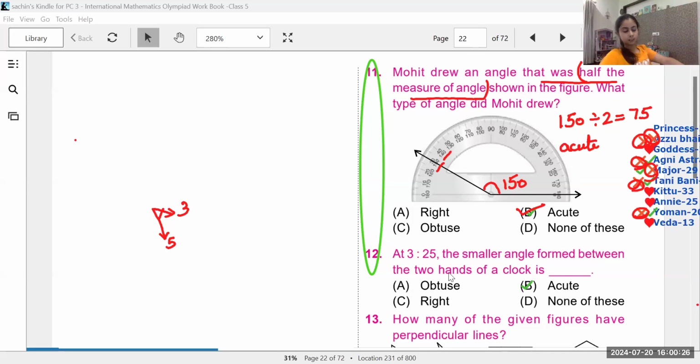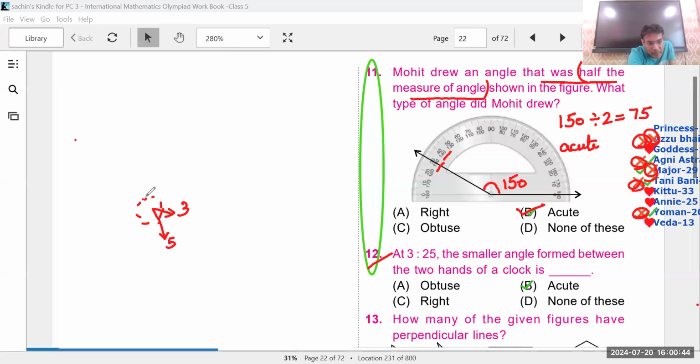Okay. So Major, Azu bhai, what happened guys? Why was the 12th wrong? Sir, I thought it was reflex only. Beta, why? From behind it will be reflex, from here it is reflex. But between them, the smaller angle, they have asked for the smaller angle. It is acute. Understood? Yes, sir.